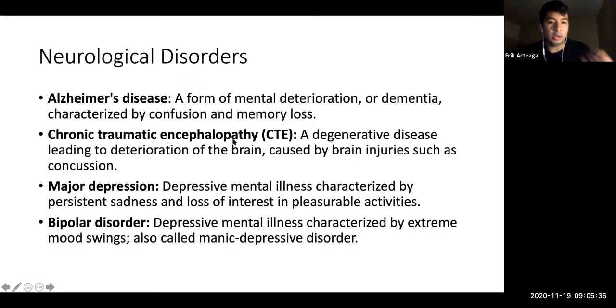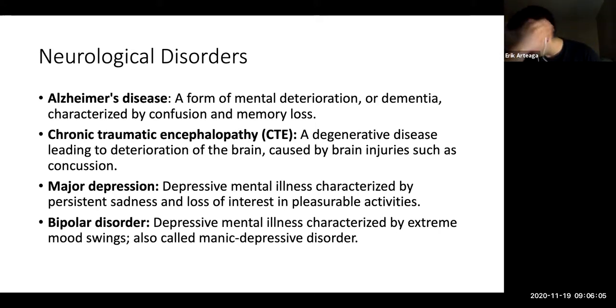All right, so neurological diseases. We have Alzheimer's disease, a form of mental deterioration or dementia characterized by confusion and memory loss. So this is formed by tau protein, as well as, I can't think of the other protein. Is it beta amyloid plaques? Yeah, beta amyloid plaques and tau protein. Definitely tau protein formation.